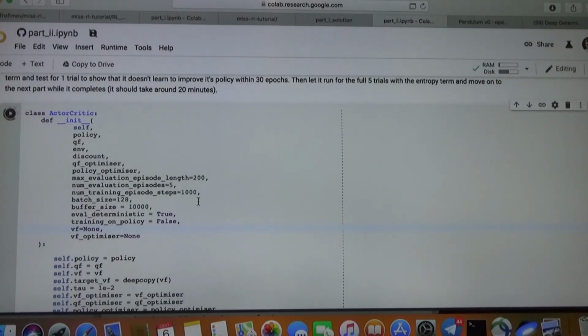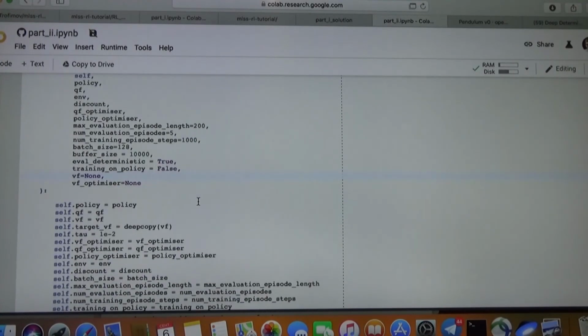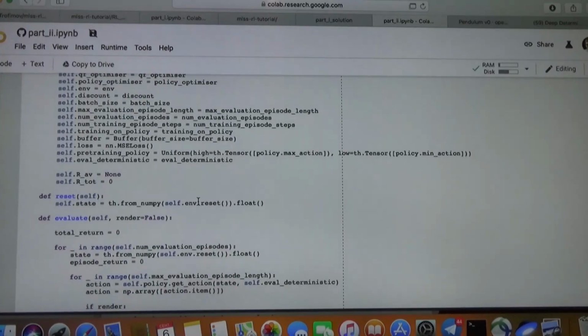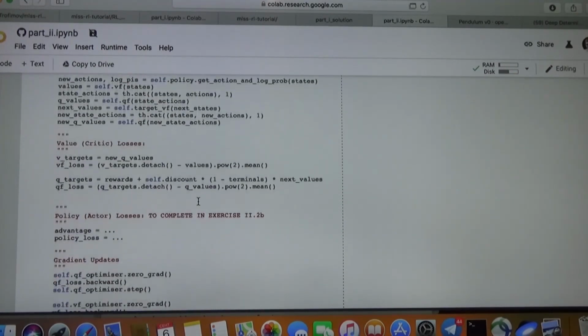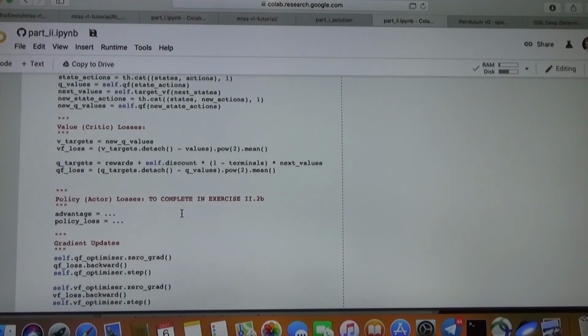Okay, so this code is based on PyTorch. So luckily, we do not need to calculate gradients ourselves. Here is actor critic. The problem here is to write equations for the advantage function, which is the difference of the Q function and the value function, and the policy loss. So please spend a couple of minutes, try to understand the code and type some code here.